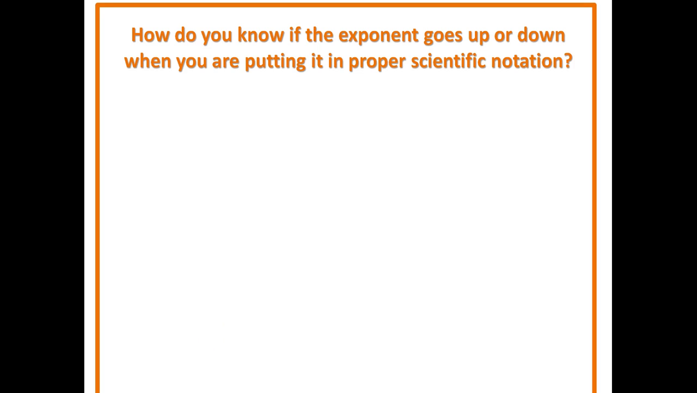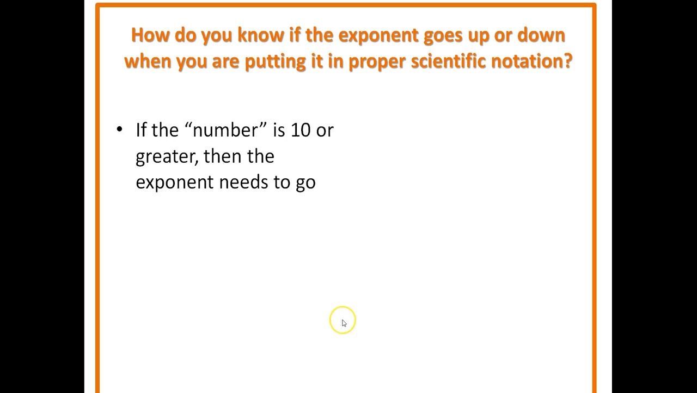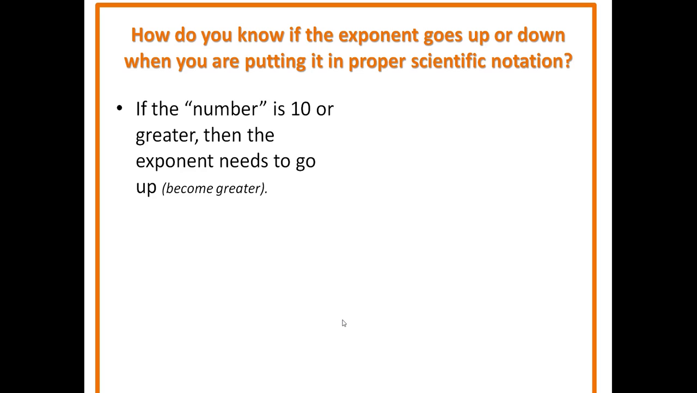So are you wondering, how do you know if the exponent goes up or down when you're putting it in proper scientific notation? I get this question all the time from students, and so I'm here to help you with that. Here's how I figure it out, I guess you could say. So if the number, like the last problem, the number was 24. If the number is 10 or greater, then the exponent needs to go up. The exponent needs to become greater.